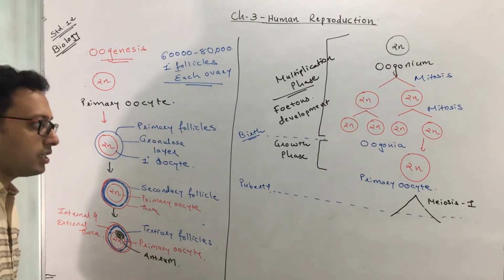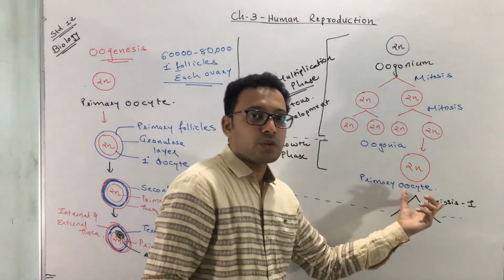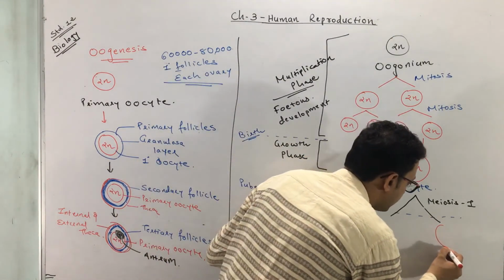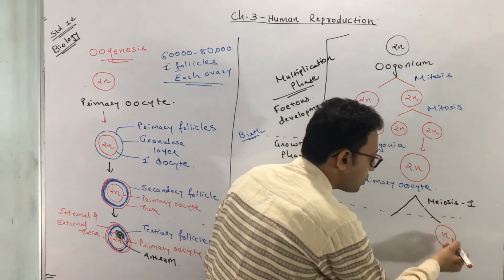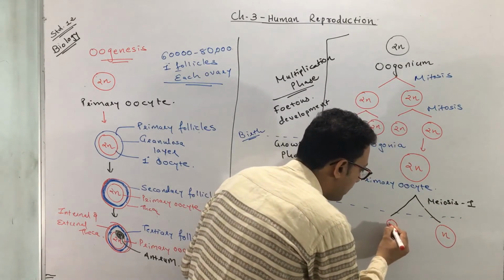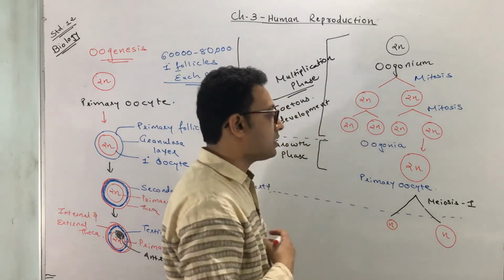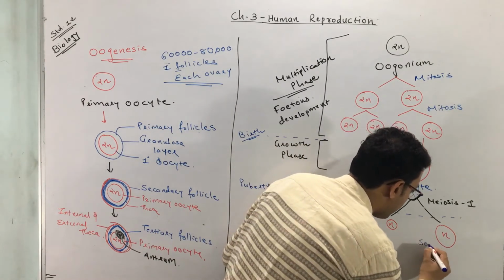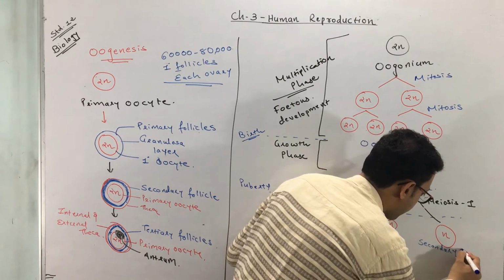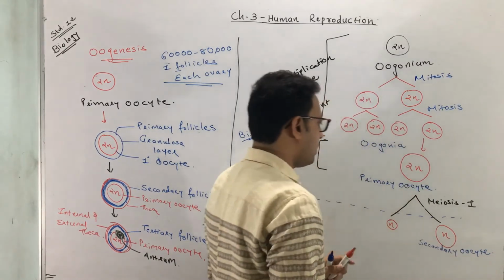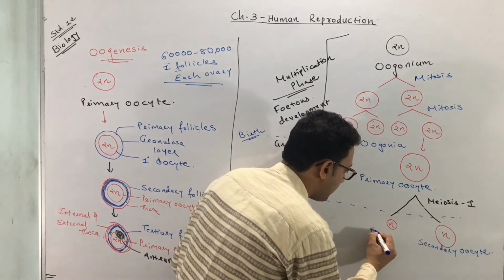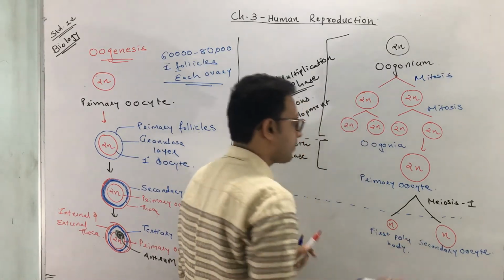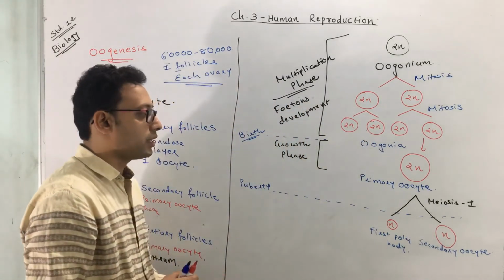When it reaches a tertiary follicle, the arrested meiotic process gets completed, and what forms? Two unequal cells are formed. It's a meiosis, so each has half the number of chromosomes. So one cell becomes large and the other becomes small. The large cell is called the secondary oocyte, and the smaller cell is called the first polar body.